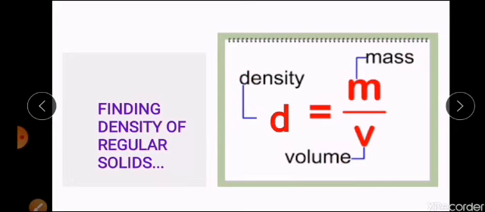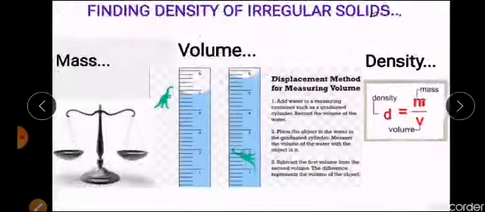Now mass of any object you can find out simply by using a common beam balance, right? Now if the mass is known, volume you can calculate from direct formulas, and density you can calculate it as mass upon volume. So this is all how we can find out for regular solids. For finding whether it be volume, area or density, it is very easy. Now the procedure will come when we come on to finding the density or volume or area of irregular solids.